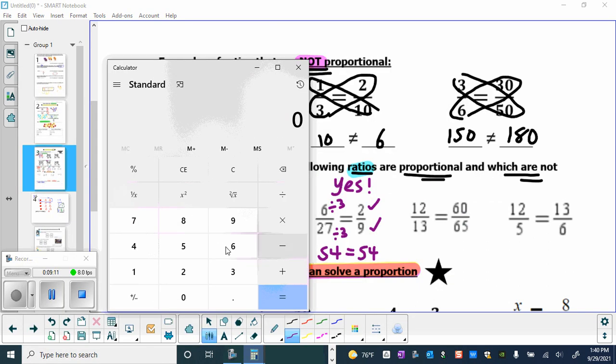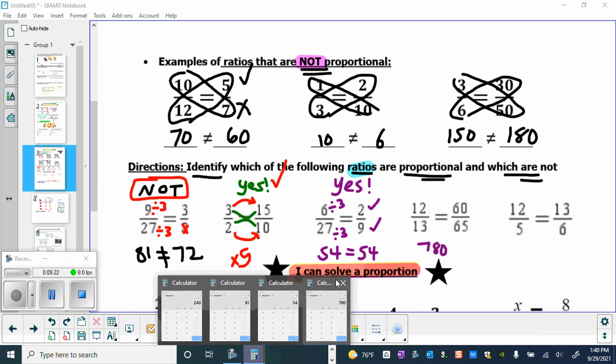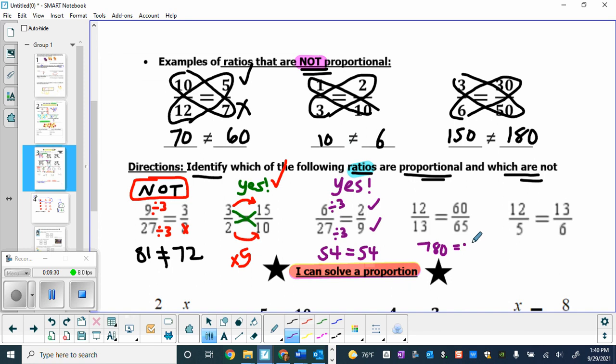Now with this one, I don't think y'all's math is good enough in your brains to identify a scale factor. For this one, I would probably just go straight to the calculator. All right, so we've got a 12 times 65, and that's going to be a 780. So 780 is one of the numbers, okay? Now let's do the other number. It would be a 60 times 13. And we get a 780. And since we got the same answer both times when we cross multiplied, then yes, these are proportional.